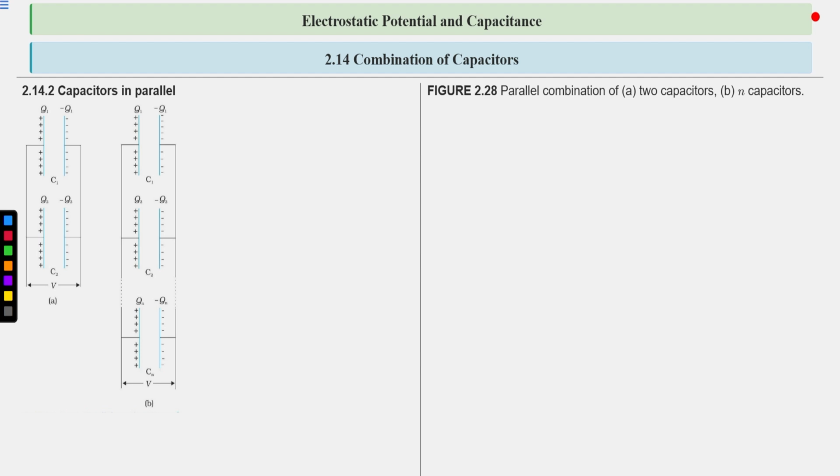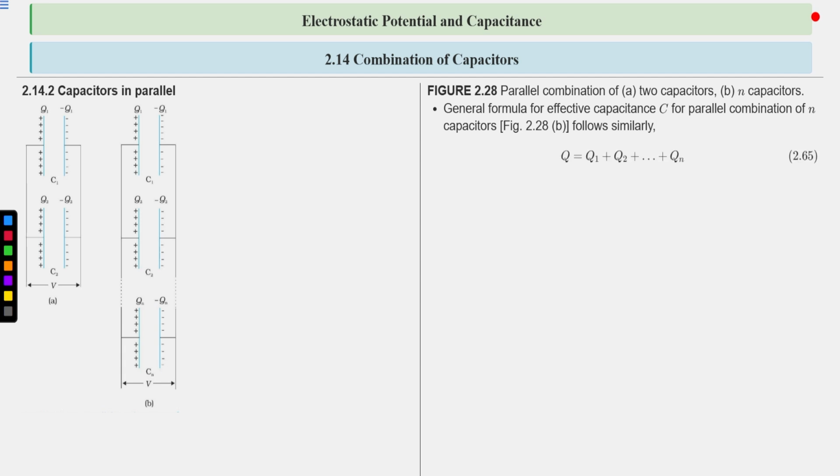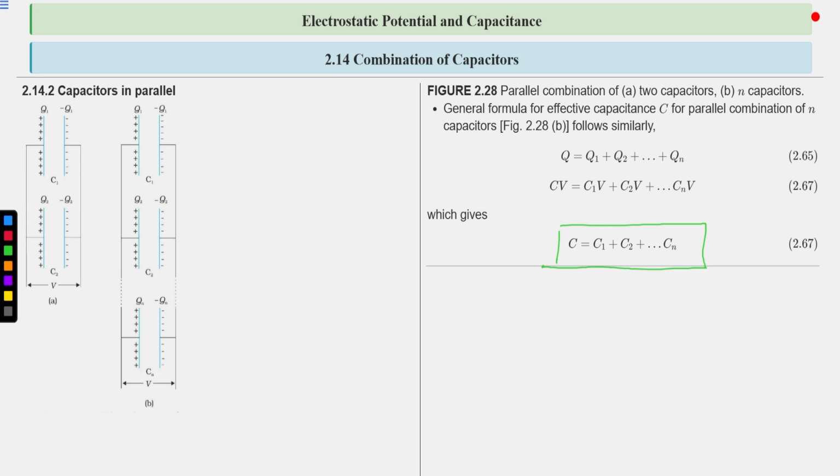So again, figure: parallel combination of two capacitors and n capacitors. The general formula for effective capacitance C for parallel combination of n capacitors. Now for n capacitors, following similarly, Q equals Q1 plus Q2 and so on up to Qn, and Q is equal to CV. C is the equivalent capacitance and V is the potential difference across all the capacitors. So Q1 is C1V, Q2 is C2V and Qn is CnV, which gives C equal to C1 plus C2 and so on up to Cn. So this is the equivalent capacitance for parallel combination of capacitors.